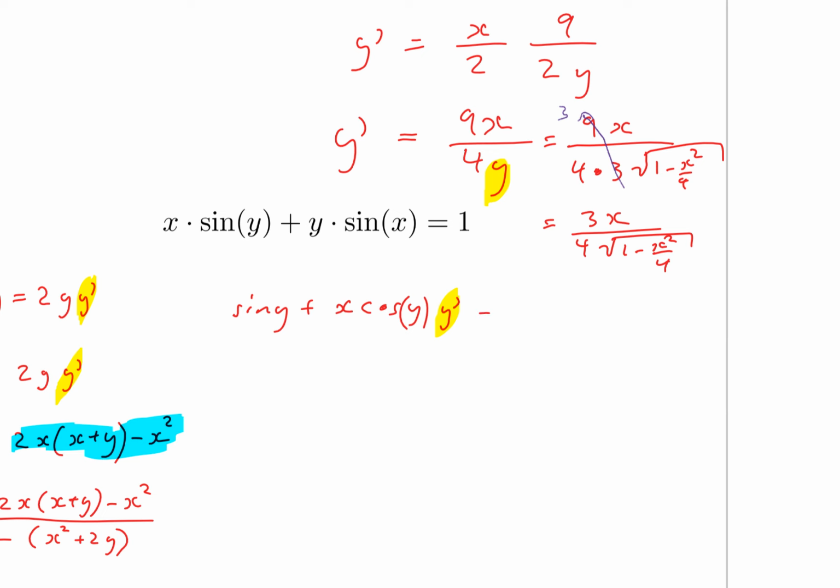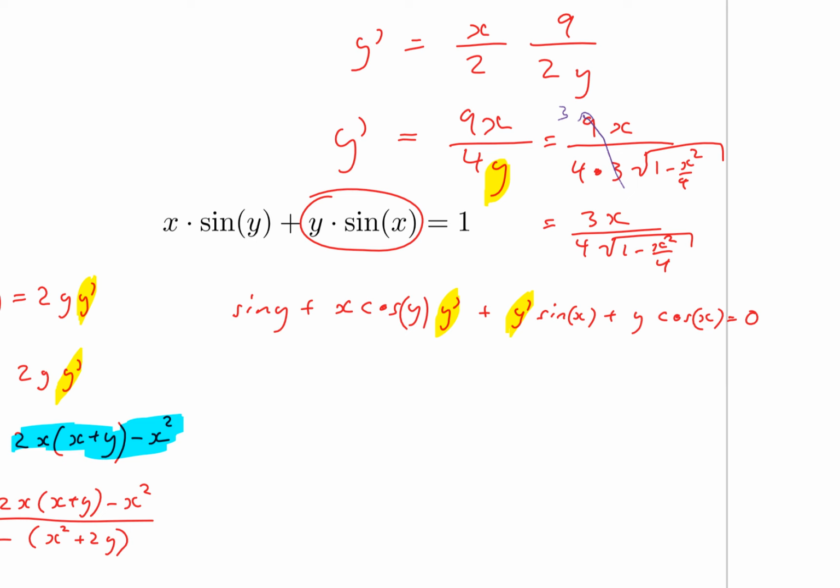Okay, and so plus, again, we're going to be applying the product rule in that guy right there. So derivative of y is simply y prime, where y prime equals dy dx. And so multiply that by the other guy, and then plus y times the derivative of sine x, which is simply cosine x. Okay, and then the right hand side will simply be 0, of course.